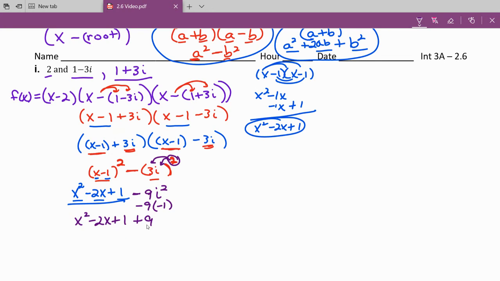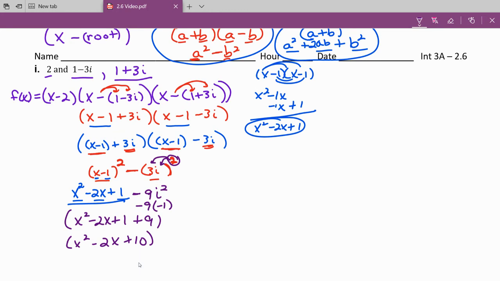The 9 and the 1 are like terms. So when we put this together, we now get x squared minus 2x plus 10. Whew. All right, so this x squared minus 2x plus 10 is our quadratic polynomial that we get from the factors of 1 minus 3i and 1 plus 3i, or I'm sorry, the roots of 1 minus 3i and 1 plus 3i. And one more interesting thing, if you were to take that x squared minus 2x plus 10, set it equal to 0 and solve, you'd have to use quadratic formula.